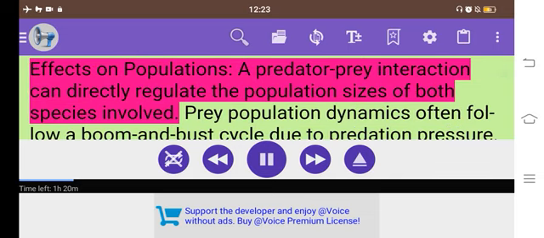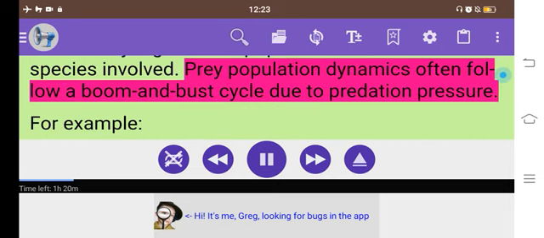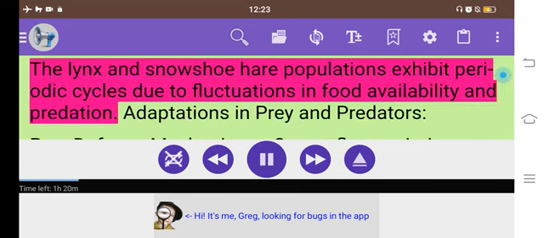Effects on populations. A predator-prey interaction can directly regulate the population sizes of both species involved. Prey population dynamics often follow a boom and bust cycle due to predation pressure. For example, the lynx and snowshoe hare populations exhibit periodic cycles due to fluctuations in food availability and predation.